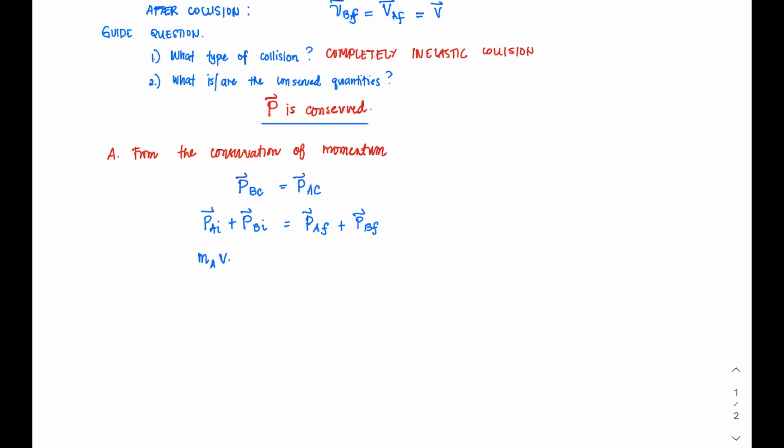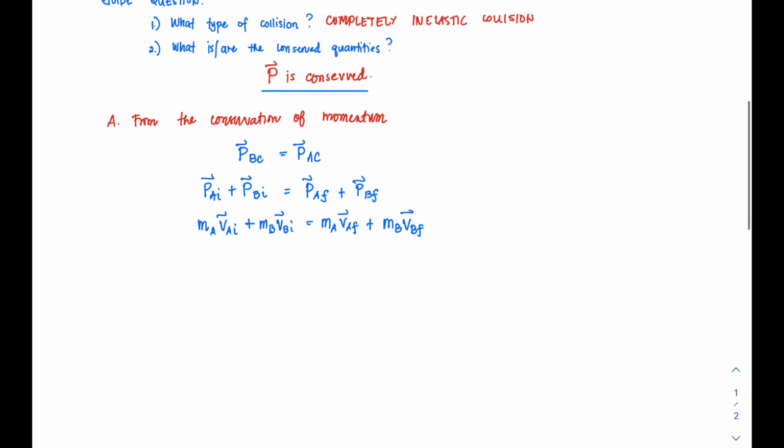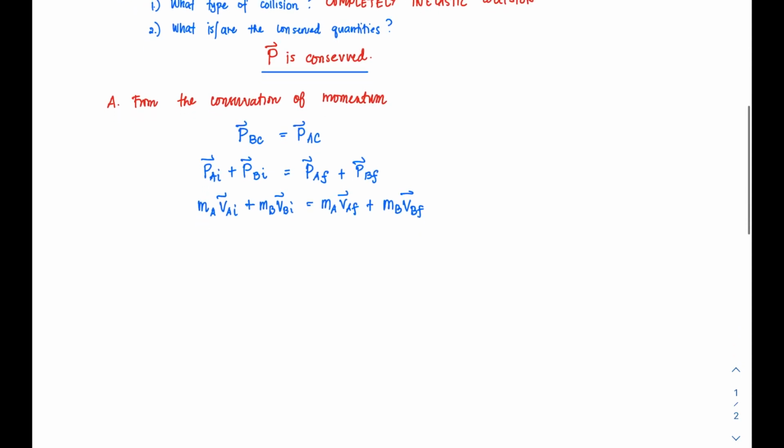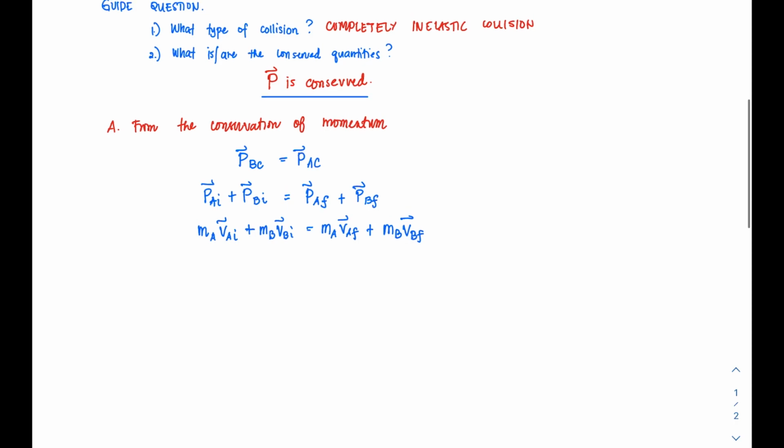So this is M_A V_Ai plus M_B V_Bi is equal to the final momentum of A after collision, which is just M_A V_Af, plus the mass of B times V_Bf. All right, so we are now able to create the equation.